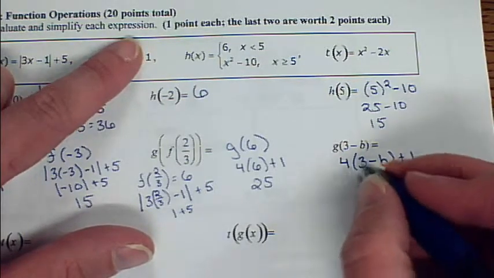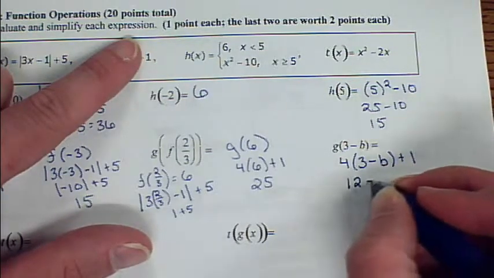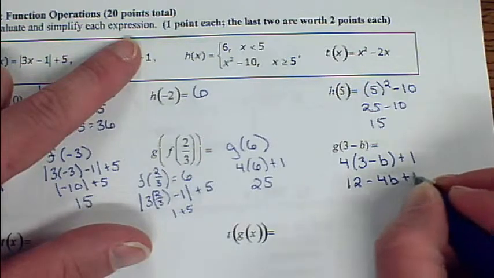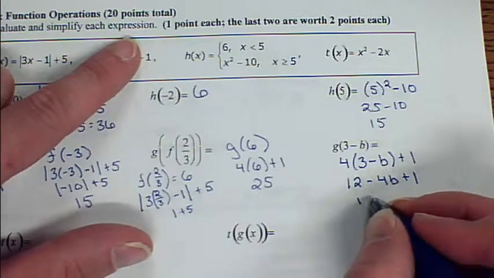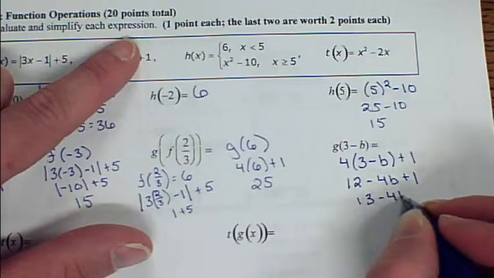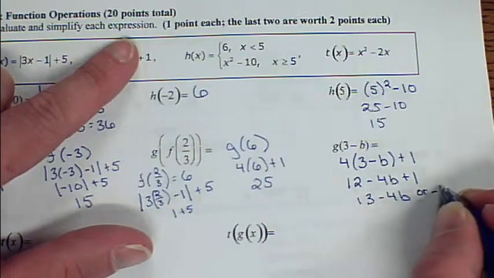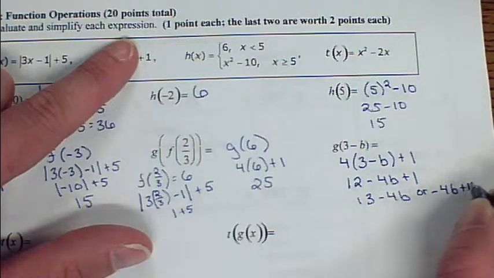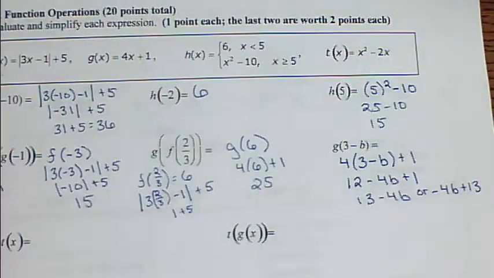Oh, that's easy. Distribute. 12 minus 4b plus 1. Can add the 12 and the 1. That's 13 minus 4b. Or I could have wrote -4b plus 13. Commutative property says it doesn't matter what order they go in.